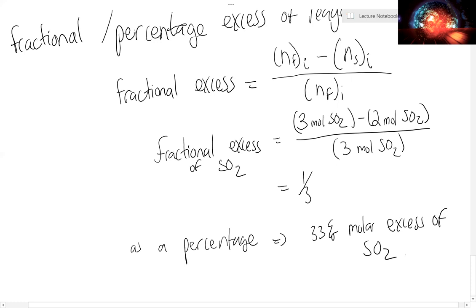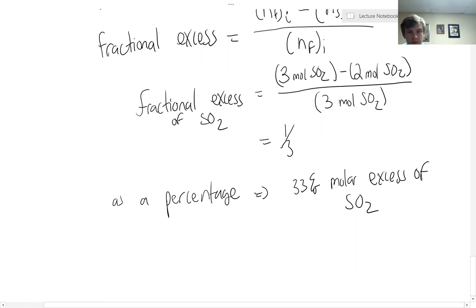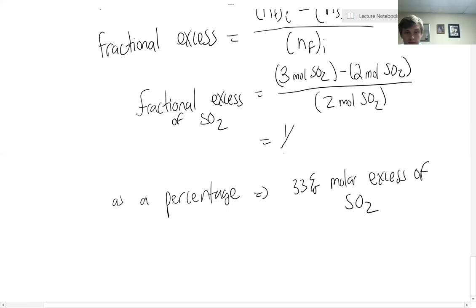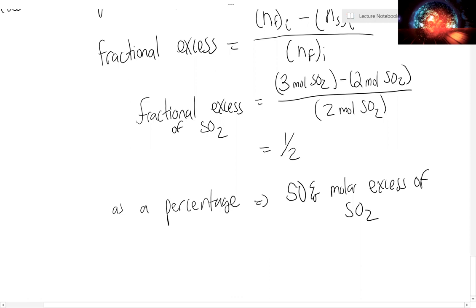I have a question. Yes, Mitchie, go ahead. On the notes, it says moles fed minus moles stoichiometry over moles stoichiometry. Would it be 3 minus 2 over 2, since the stoichiometric amount used is 2? Oh, you are correct. I apologize. Thank you for pointing that out. So it would be a 50% molar excess because I have 50% more than what I need. That makes a lot more sense. Thank you. And so in this case, we actually do have a 50% molar excess.